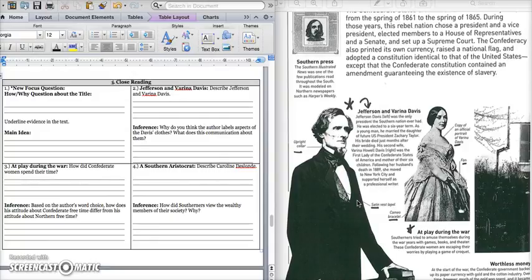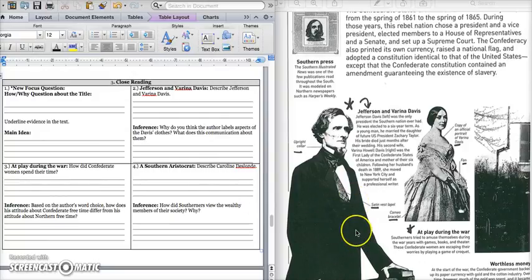His second wife, Varina Howell Davis, on the right, was the First Lady of the Confederate States of America and mother of their 6 children. Following her husband's death in 1889, she moved to New York City and supported herself as a professional writer. In box 2, it asks us to describe Jefferson and Varina Davis.